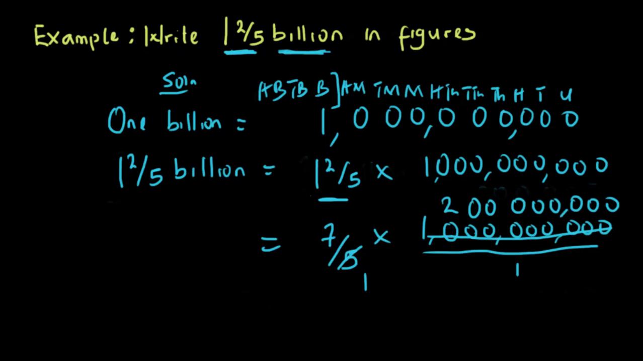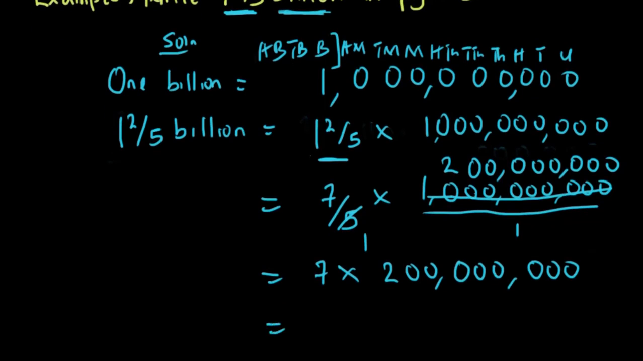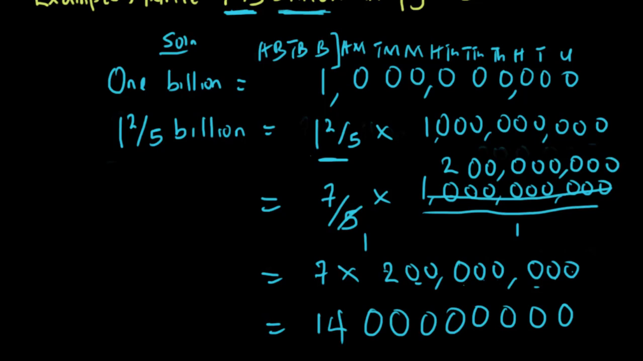So we have 7 times 200 million. This will give us 7 times 0 is 0, repeated for each zero, then 7 times 2 is 14. So if we introduce commas, we should have 1, 2, 3, comma, 1, 2, 3, comma, 1, 2, 3, comma. So this is 1,400 million. And this is our answer.